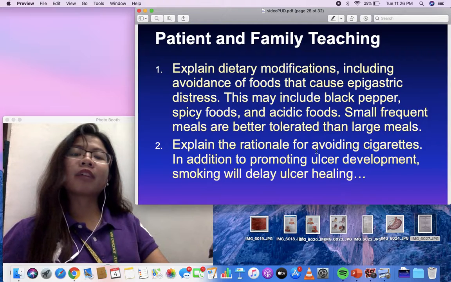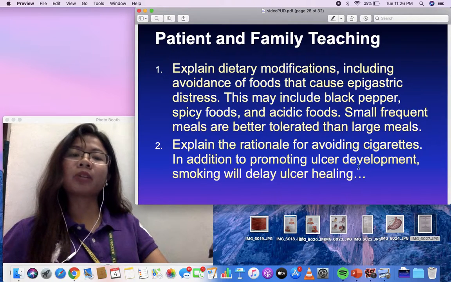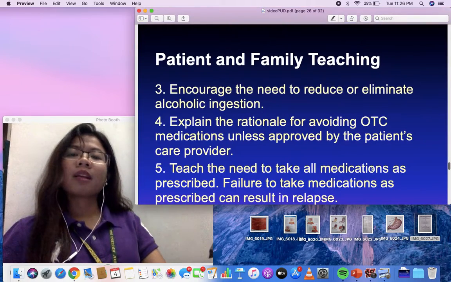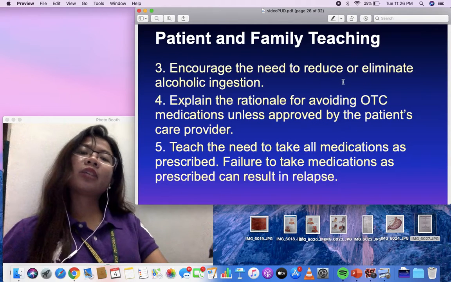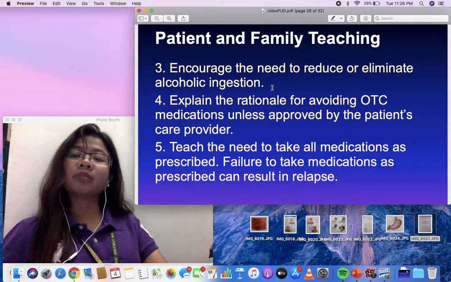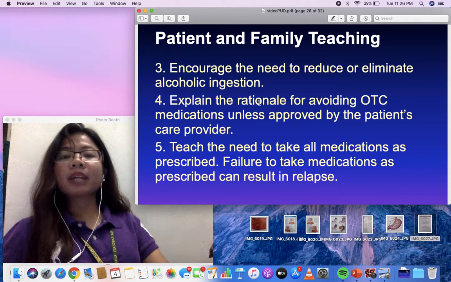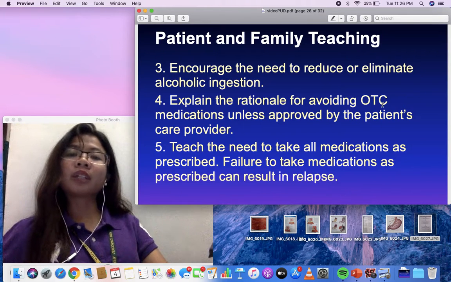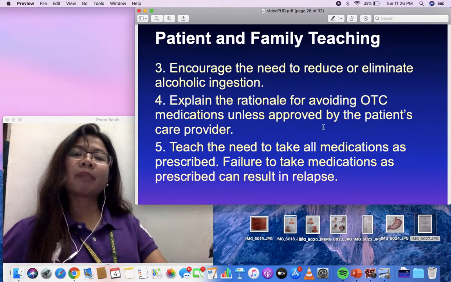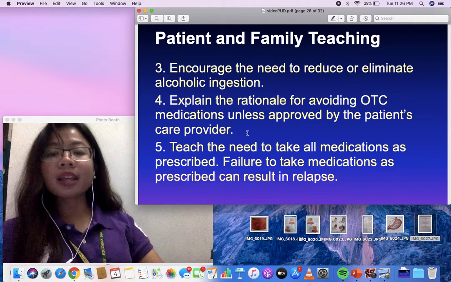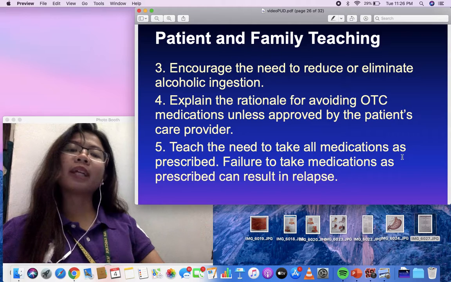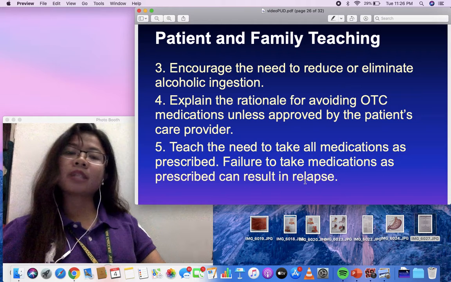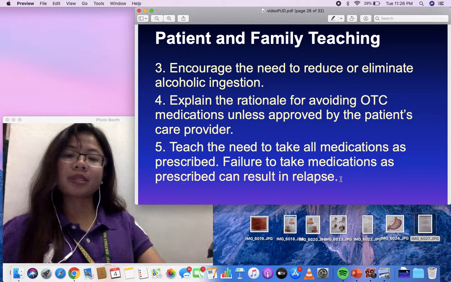Explain the rationale for avoiding cigarettes. In addition to promoting ulcer development, smoking will delay ulcer healing. The third one, let's encourage the need to reduce or eliminate alcohol ingestion. Fourth one, explain the rationale for avoiding OTC, or what we call over-the-counter medications, unless approved by the patient's care provider. Then the fifth one, teach the need to take all medications as prescribed, because failure to take medications as prescribed can result in relapse.